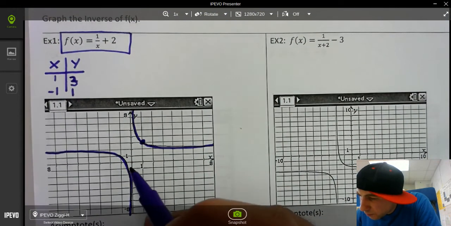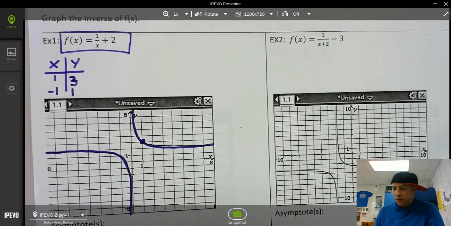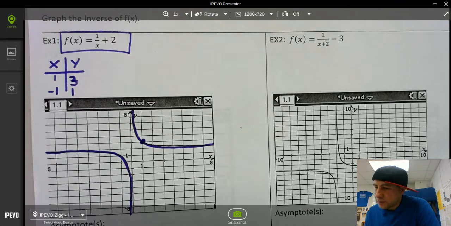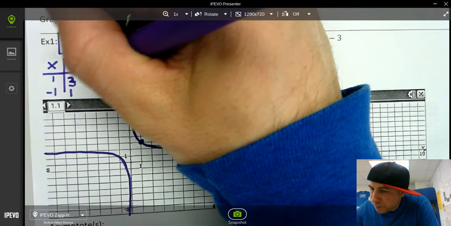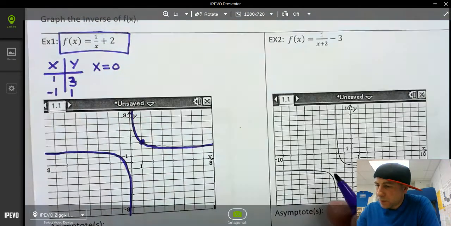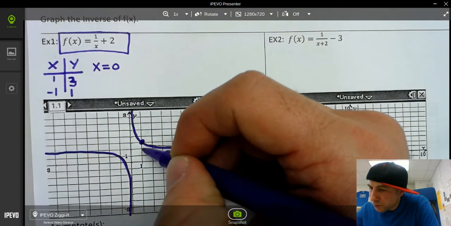And let me double check that. I'm pretty sure that's the origin. Yep. All right. So we know that here our asymptotes are x equals 0 and y equals 2.